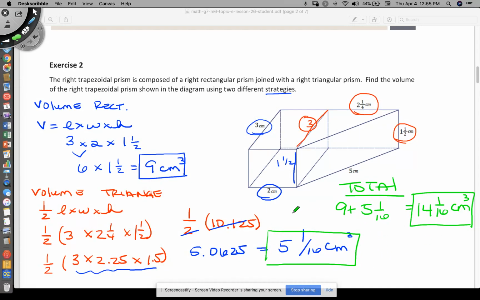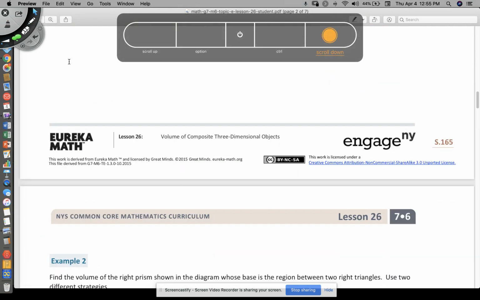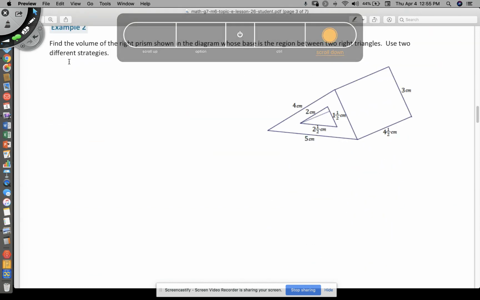All right, so what you're going to do is tell me another strategy that you could also use to solve for this. That'll be one that I grade. Next one, example 2.